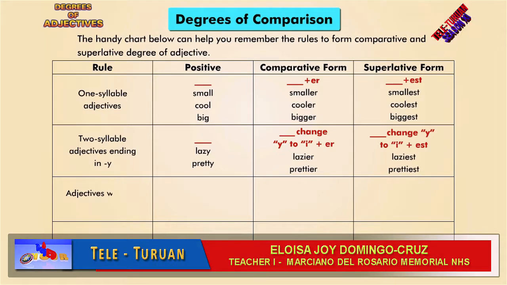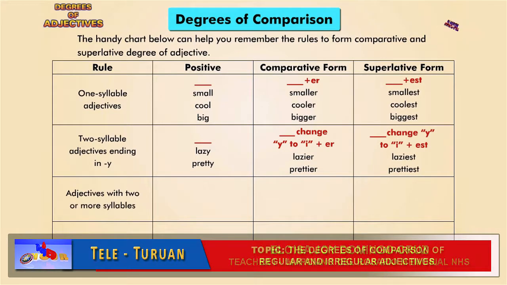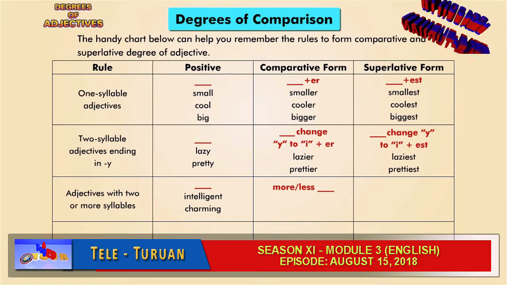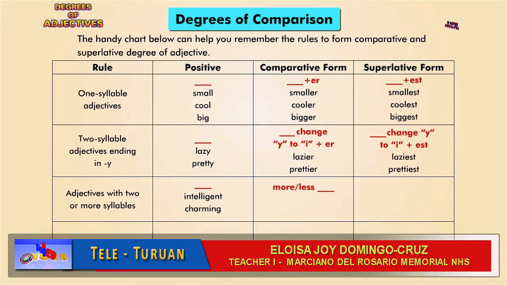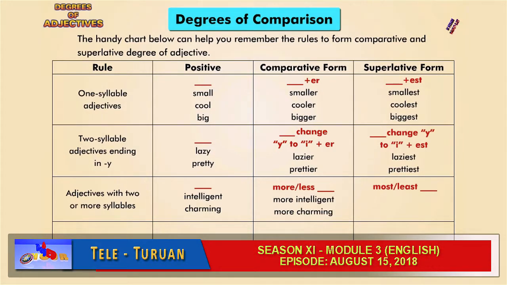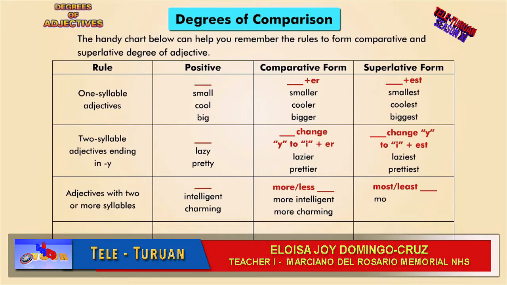For the adjectives with 2 or more syllables, we have intelligent and charming in the positive form. More or less is written before the adjective for the comparative form. So we have more intelligent and more charming. Most or least is written before the adjective for the superlative form. So we have most intelligent, most charming.